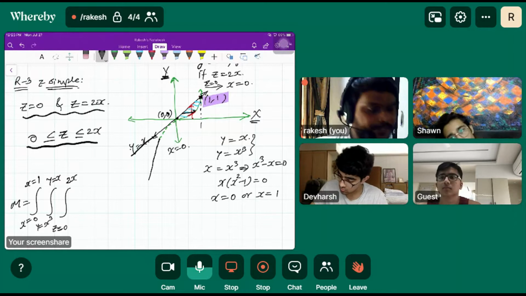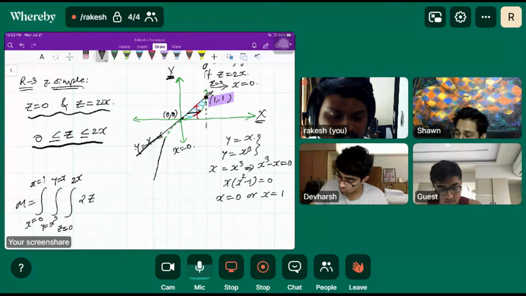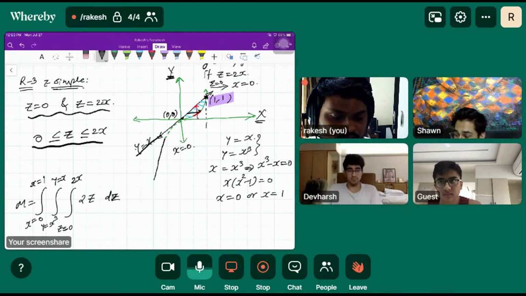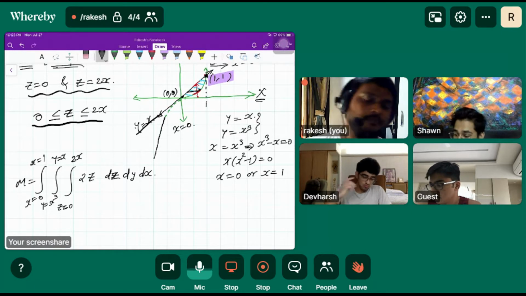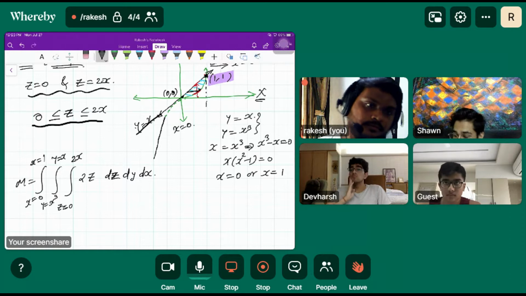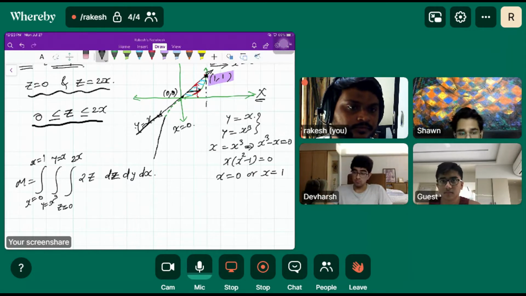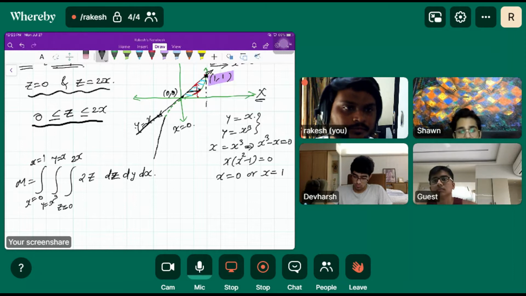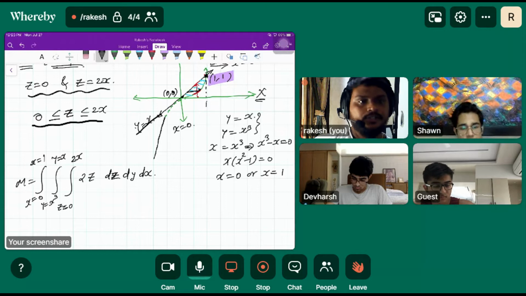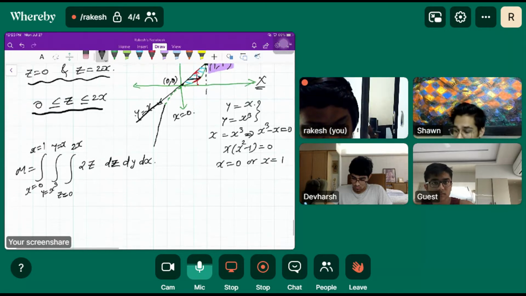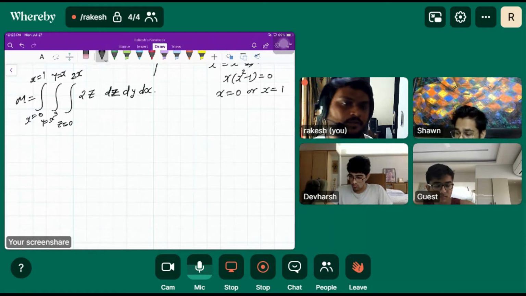And what is the mass density function here? Mass density function is 2z. We have already assumed the order dz, dy, dx. Please say yes if you understood completely. What about you, Sean? Yeah, I got the same thing except for the x cube mistake. Okay, I understood this pretty well. So now just solve this integration and let me know the answer. I want the correct answer from all of you.